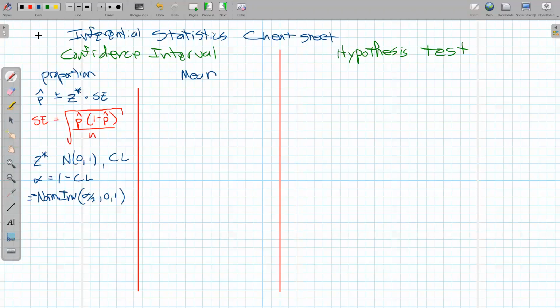Or we could use StatKey to come up with that.